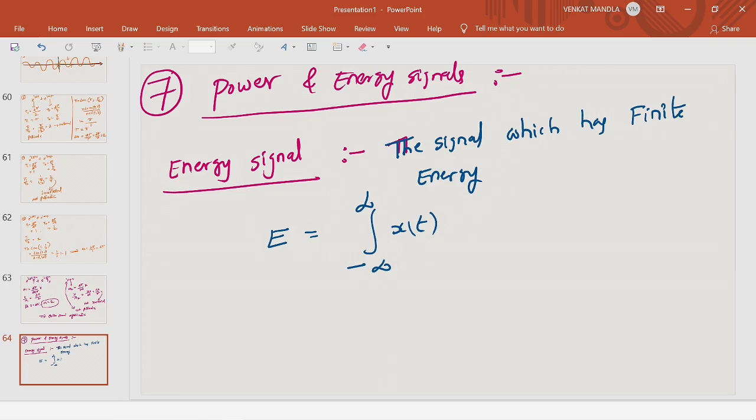of the magnitude of x of t whole square dt. This is the energy of the signal x of t, whether x of t is a real signal or a complex signal. This must be less than infinity, some finite value. Then it is an energy signal.